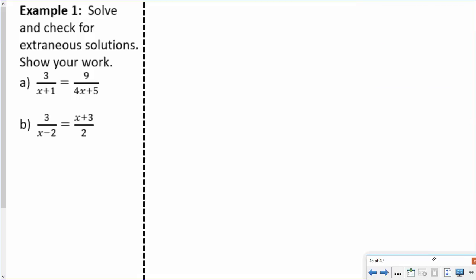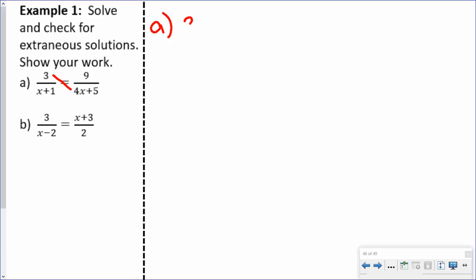All right, so let's do example 1. Now, example 1 has two fractions set equal to each other. That's what we call a proportion. And you don't have to do the steps that I just talked about to solve a proportion. You learned in Algebra 1 to solve a proportion, you cross multiply. So then I would do this diagonal. So that would be 3 times 4x plus 5. And that's going to equal the other diagonal multiplied, so that's 9 times x plus 1.